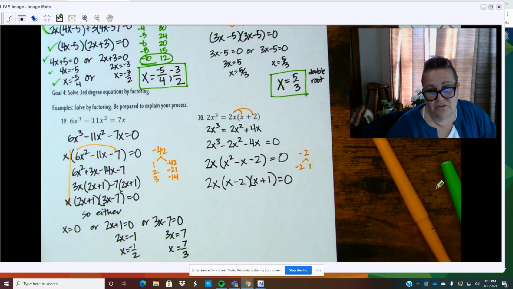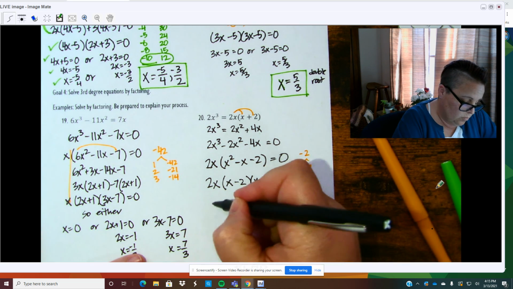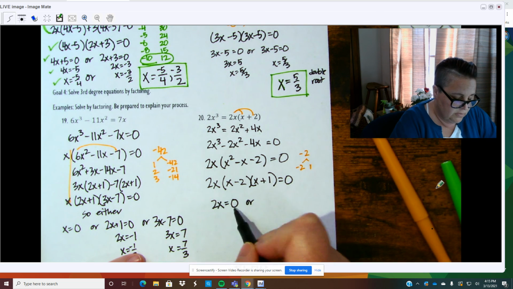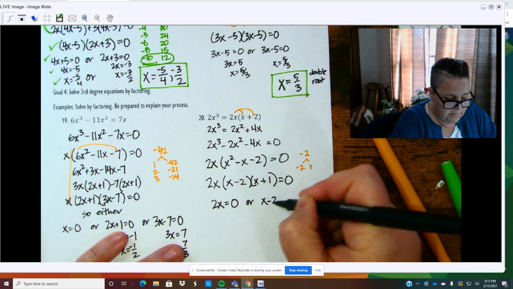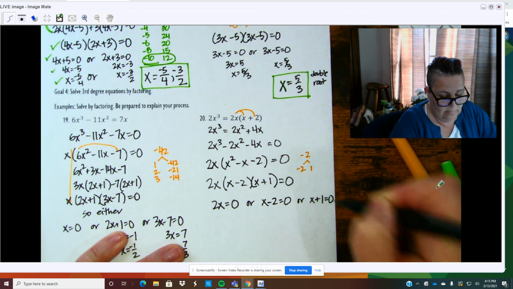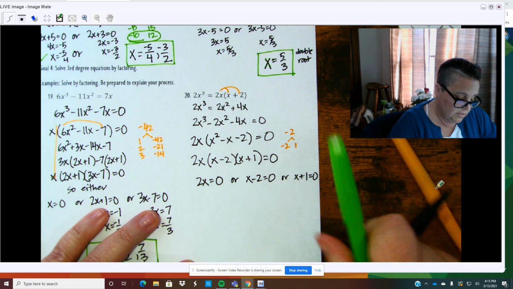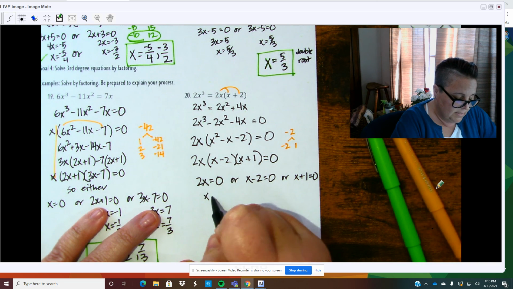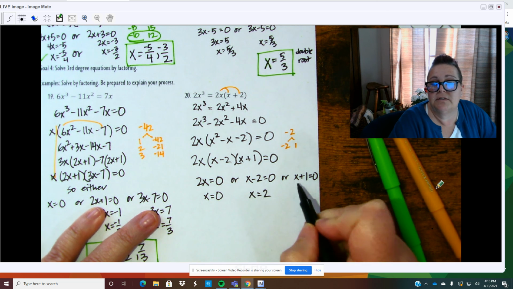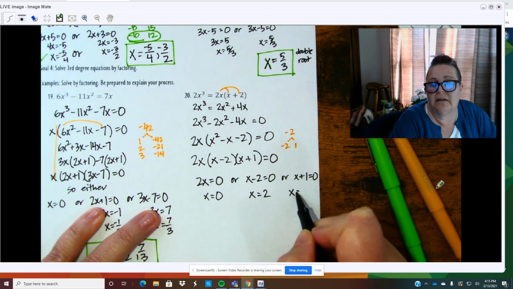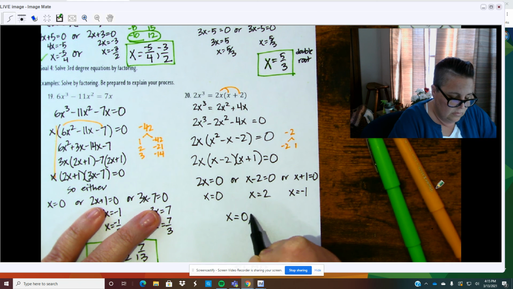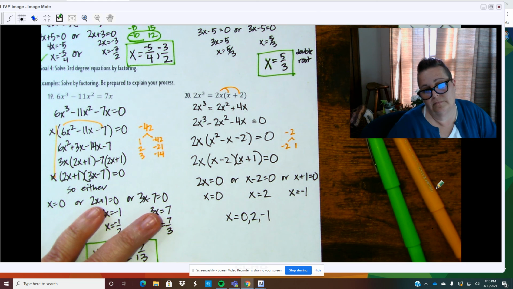Once I have it factored, each factor gets a turn at 0. So either 2x is 0, or it could be that x minus 2 is 0, or it could be that x plus 1 is 0. Solving each little mini equation, dividing by 2, x would be 0. Adding 2, x would be 2. Subtracting 1, x would be a negative 1. So my solutions here are x could be 0, 2, or negative 1.